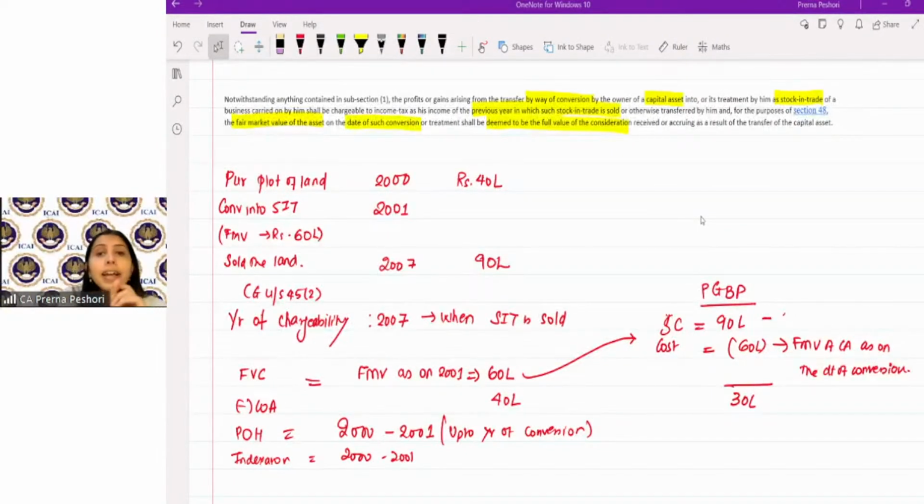Dilip, the taxability will arise in the year in which the stock in trade is sold and not when it is converted. So the chargeability will arise in the year 2007 in this particular example, right? But the period of holding will be till 2001. The chargeability is not arising in 2001. The chargeability is arising in 2007. Are we clear? Any other question?